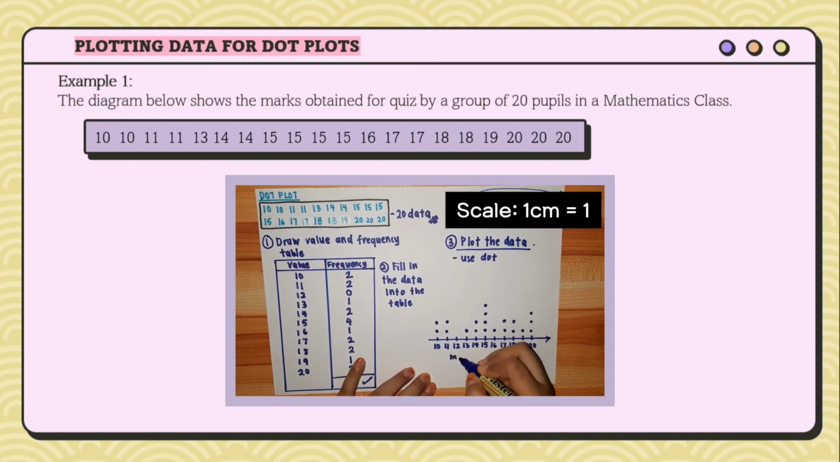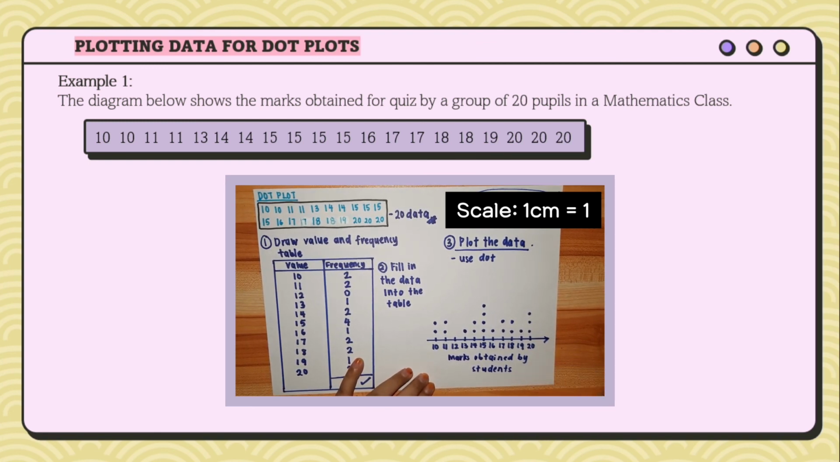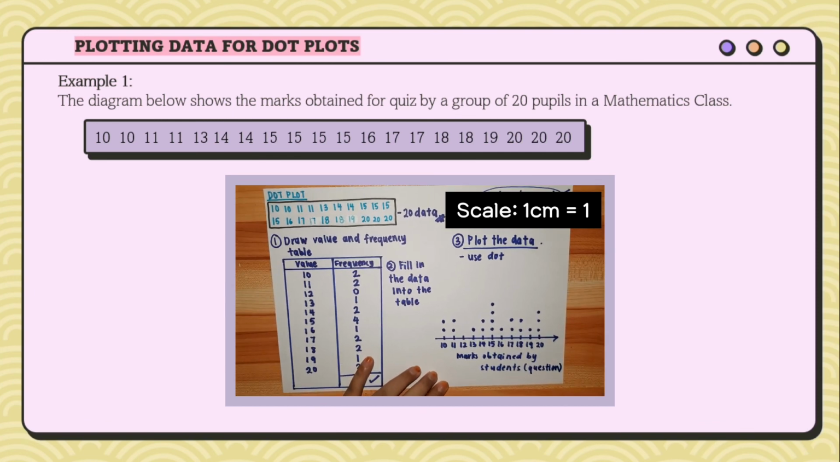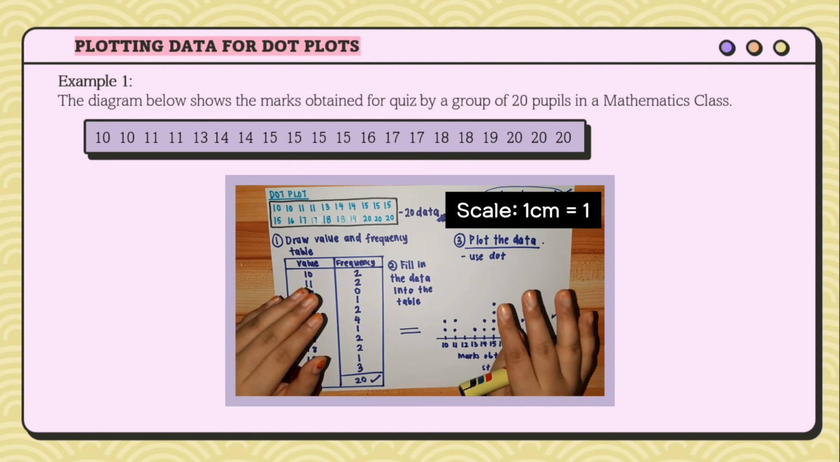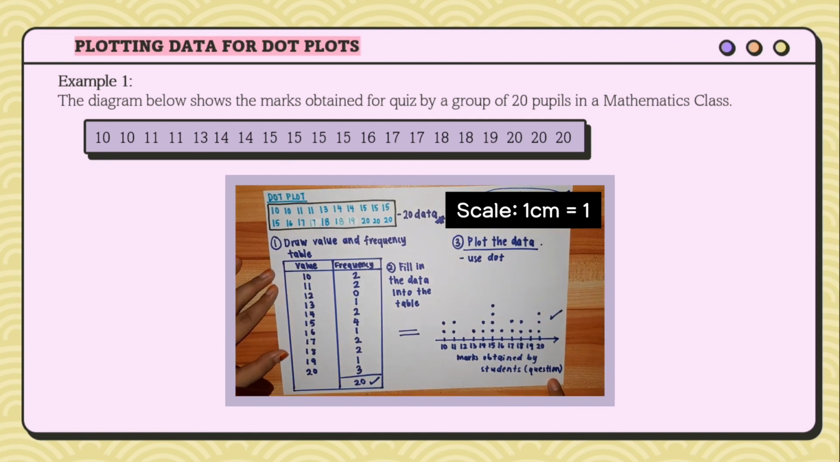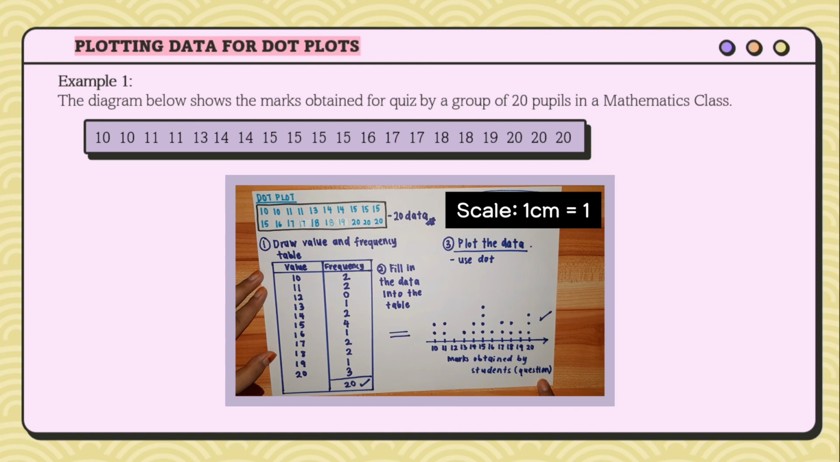Next, we need to write down the description for this plot. The description can be obtained from the question above. So, the description for this dot plot is marks obtained for quiz by students. Make sure to write it properly and you can simply take it from the question, alright? Okay, we are already at the end of this video and that's all the explanation for the dot plot. I hope you guys can understand this plot and thank you for watching.